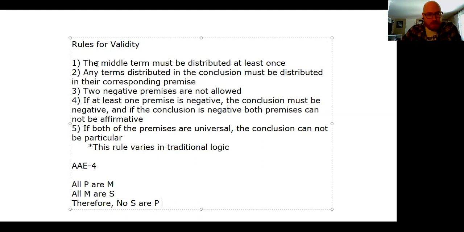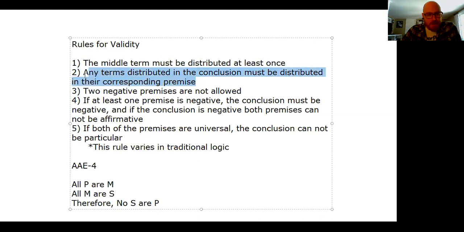Okay, let's look at the rules. So rule 1, the middle term must be distributed at least once. Okay, so the middle term is not distributed in the major premise, right? Only the major term is, right? So the middle term here is going undistributed. Now, but the middle term is distributed here in the minor premise, okay? So this follows rule 1.